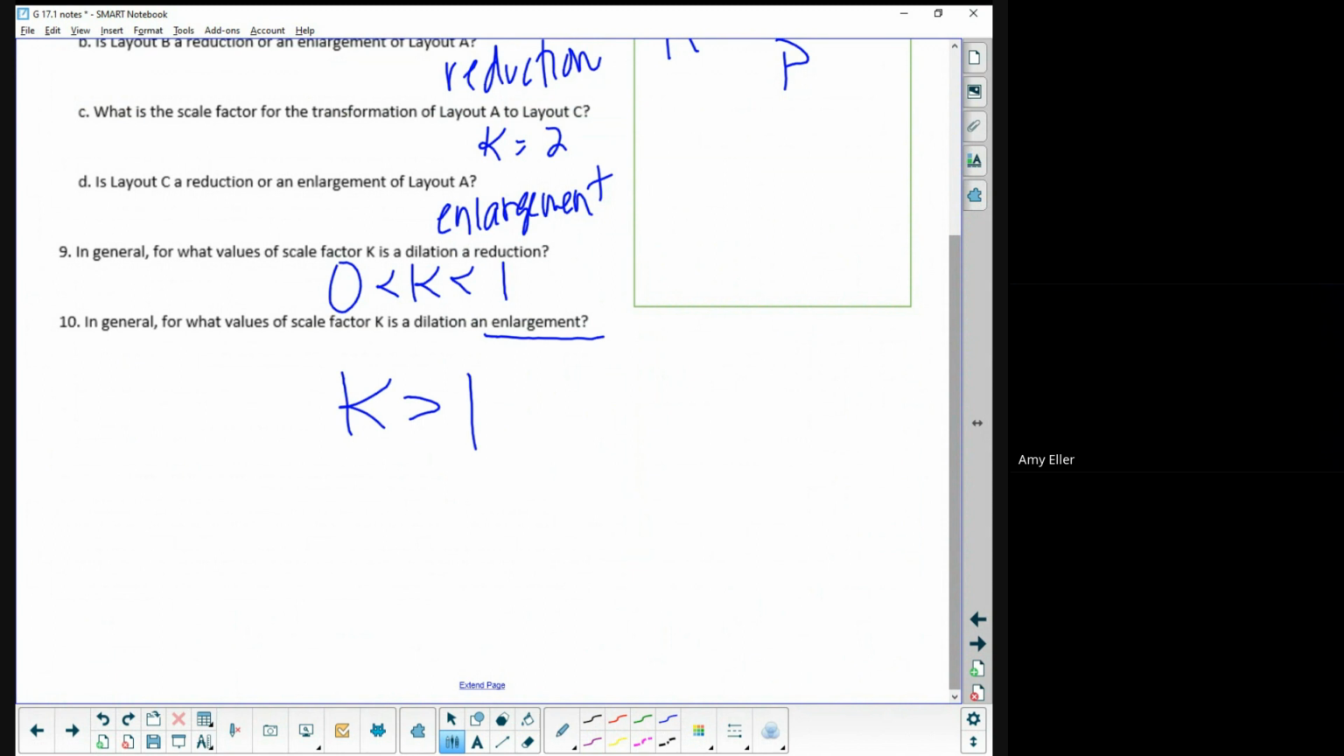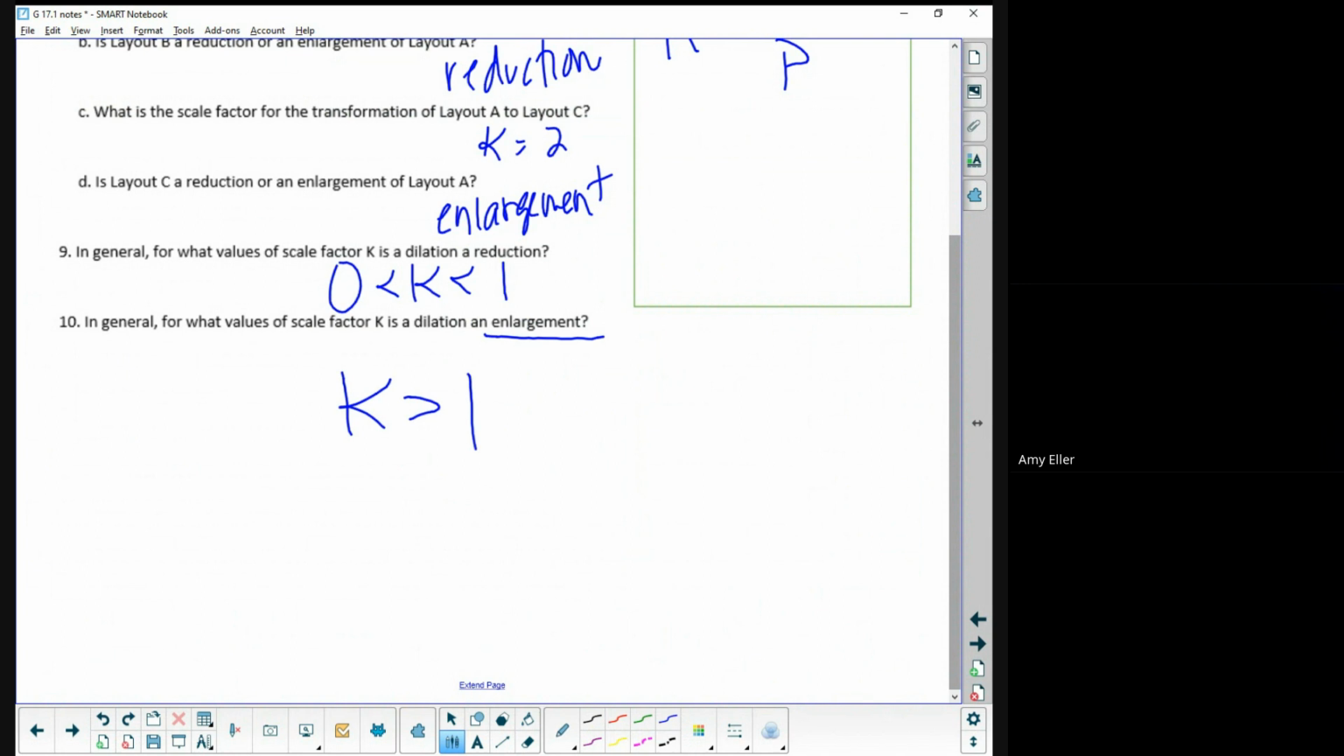What happens if the scale factor is 1? It's the original. If I multiply anything by 1, it's the same. It wouldn't get bigger or smaller. I would say that's not really a dilation.